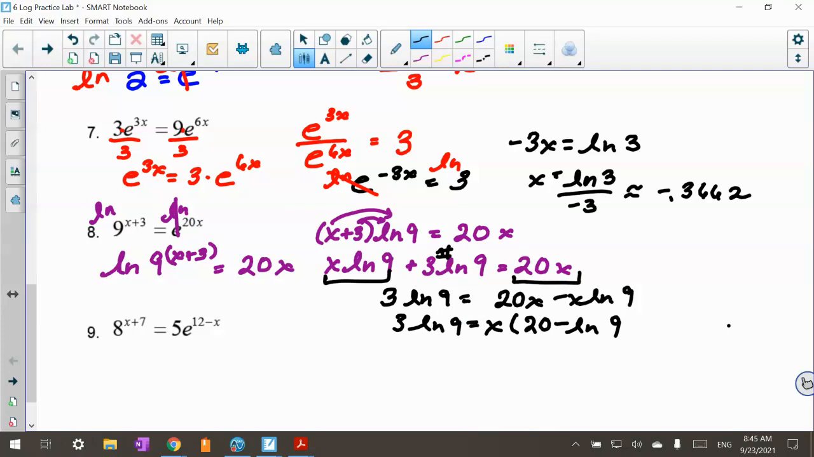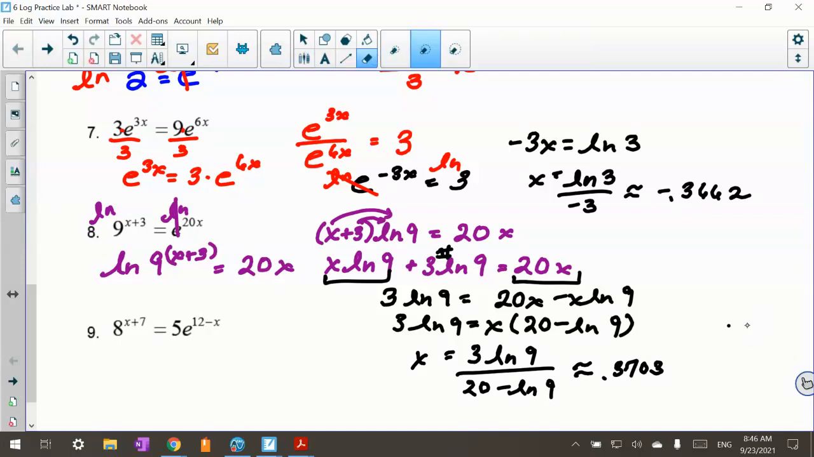That's pretty cool. These are hooked by multiplication, so I'm going to divide by this. So I have x equals 3 natural log of 9 all over 20 minus the natural log of 9. And when I put that in my calculator, I get 0.3703. And again, I want you to practice that.